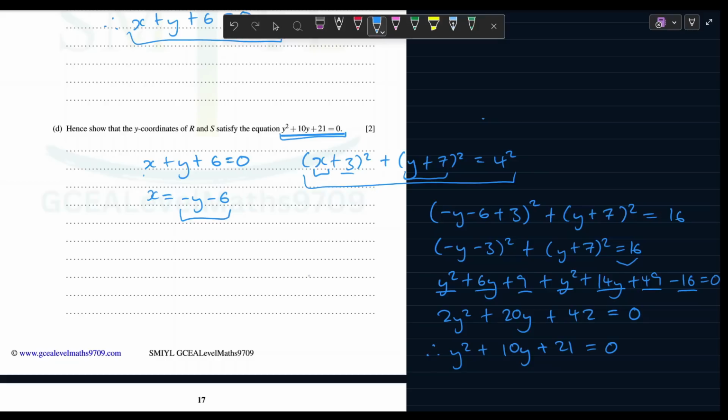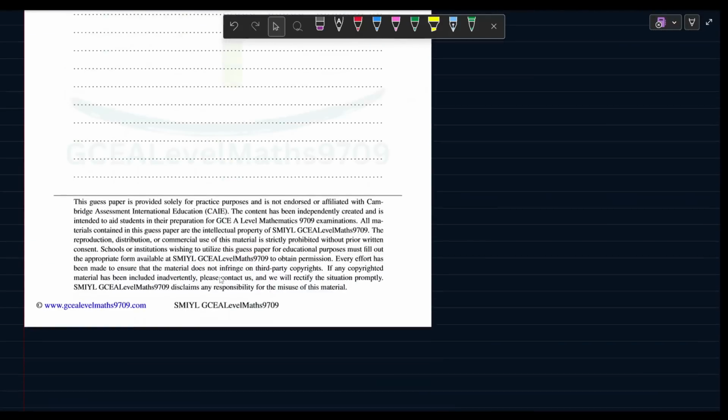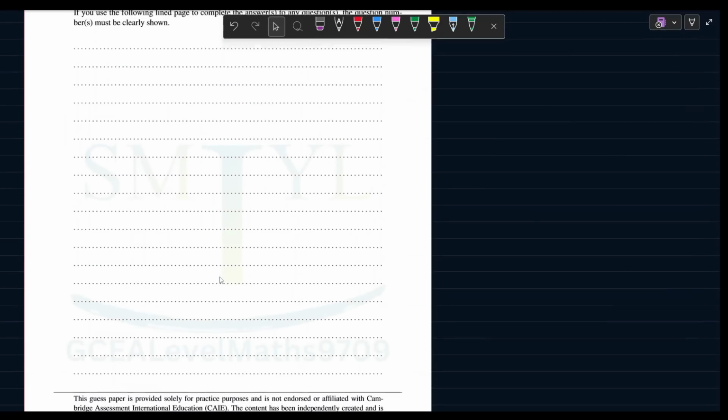If they told us to find the actual y coordinates of R and S, then we would have gone ahead and solved this equation, but they're not interested in the coordinates themselves. They just want the equation that satisfies our y coordinates. Okay, so that will be the final answer, and that is the paper as well.